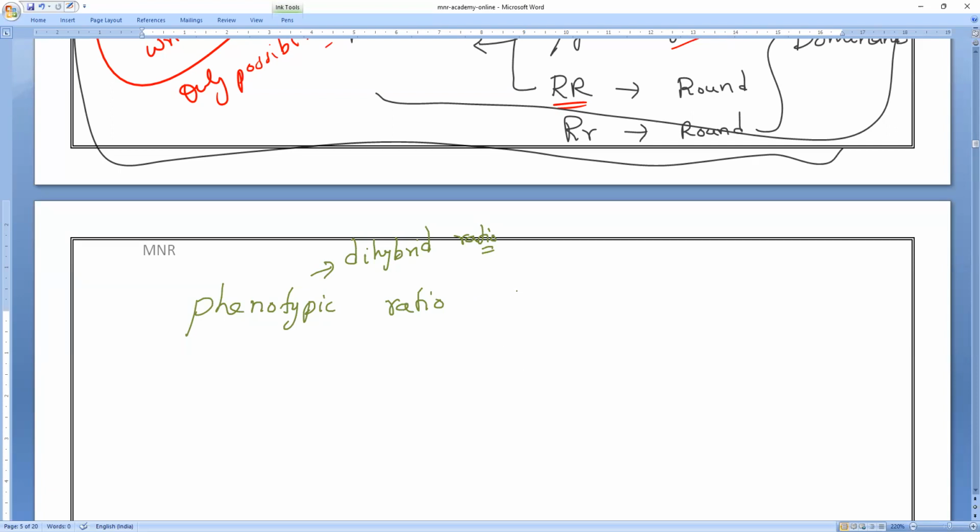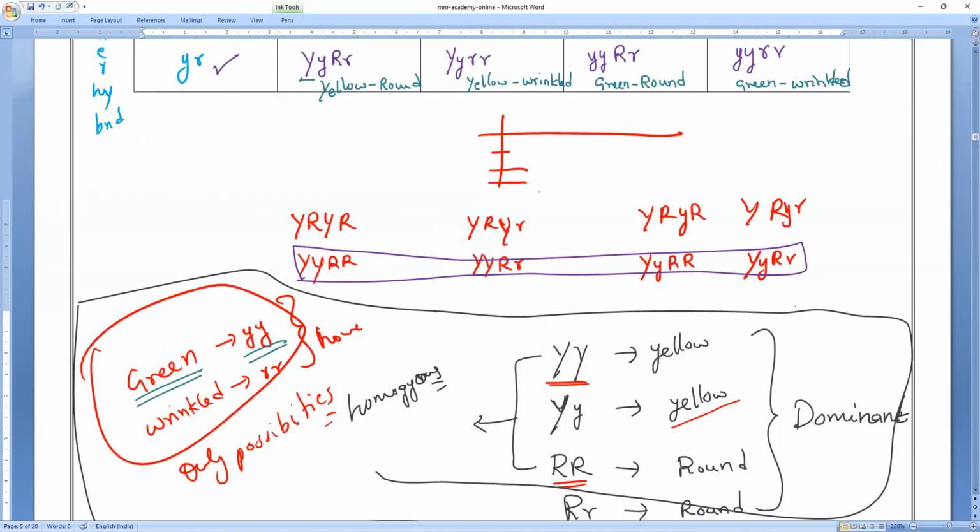Very simple. In the question on phenotypic dihybrid ratio, they are asking round yellow seeds or yellow round seeds. Next one, yellow wrinkled seeds. Next, green round seeds and green wrinkled seeds. So please write it neatly: yellow round seeds, yellow wrinkled seeds, green round seeds and green wrinkled seeds. This is the ratio we have to find. First, let us go with the round yellow.